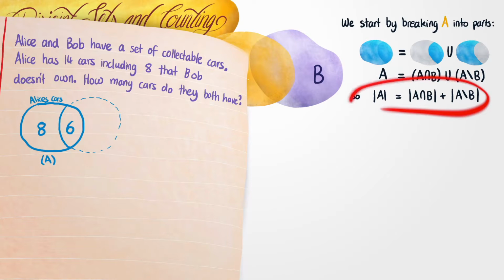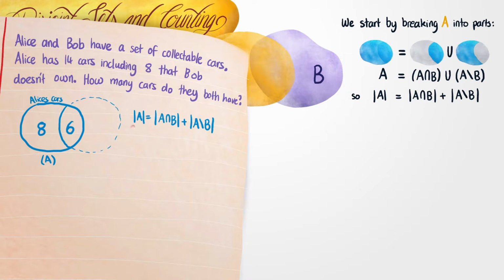And that's exactly what this rule over here is saying as well. Let's copy it to see that. So we can see from this symbol that the cardinality of Alice's set, which we know is 14 cars, is equal to Alice and Bob plus Alice without Bob. We know that Alice owns 8 cars that Bob does not own, so the cardinality of Alice without Bob is this 8 over here. And therefore, if 14 is going to equal something plus 8, then that something has to be the number 6, just as we discovered from the picture over here. So therefore, the number of cars that both Alice and Bob have, or in other words the cardinality of the set A and B, is just equal to the number 6.